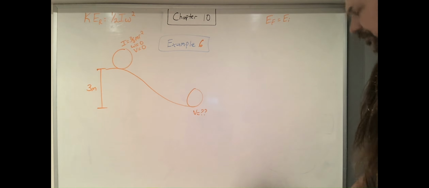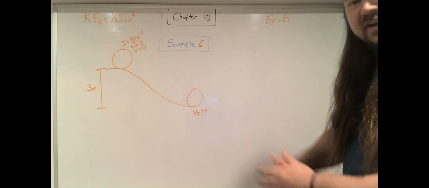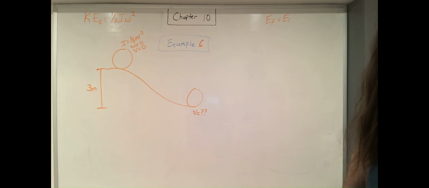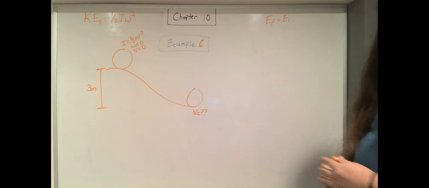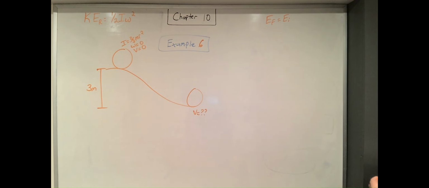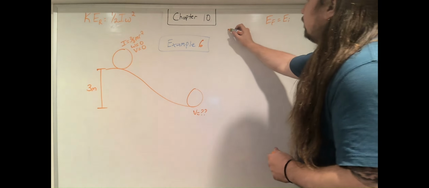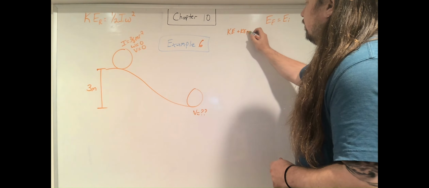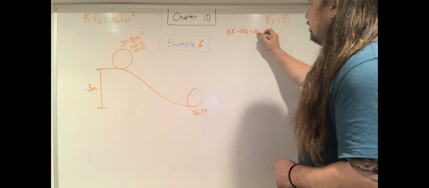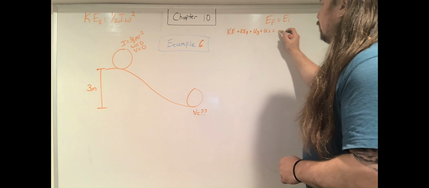Now, this looks like an energy question. It is an energy question. There's no friction involved, so it's energy conservation. So I can write E_F is equal to E_I. And now we have 4 questions to ask ourselves. We have 2 kinetic energies, and we have 2 potential energies. We have to account for all of them. So we are going to have KE, our new one KE_R, gravitational, and spring.